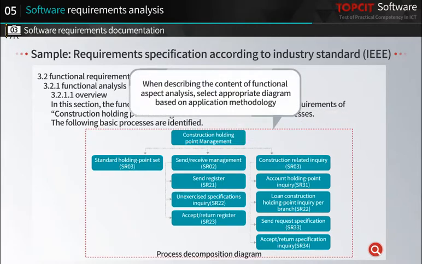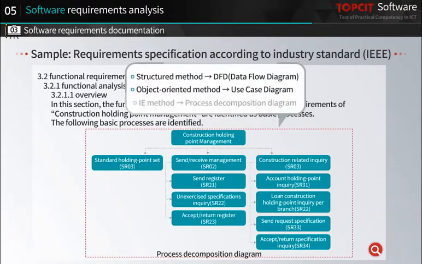In addition, when describing the functional aspects of the development target system in the specification, you should select the appropriate diagram based on the application methodology. For example, when developing using a structured technique, create a data flow diagram. In the object-oriented methodology, create a use case diagram, and in the information engineering methodology, create a process decomposition diagram. An example on the screen describes a process decomposition diagram by information engineering methodology.